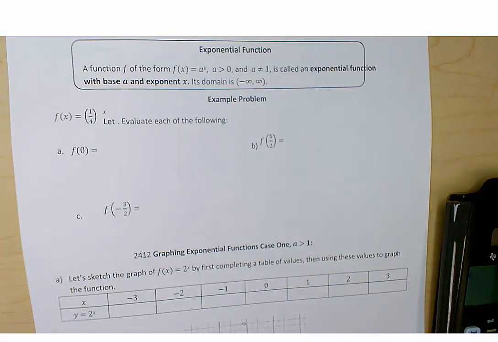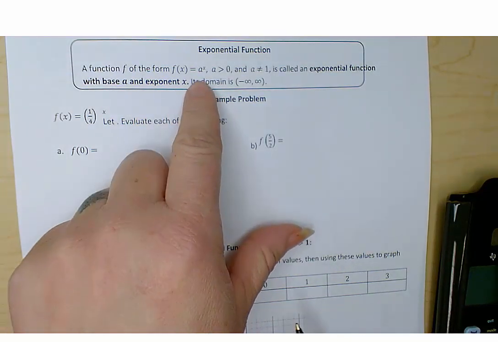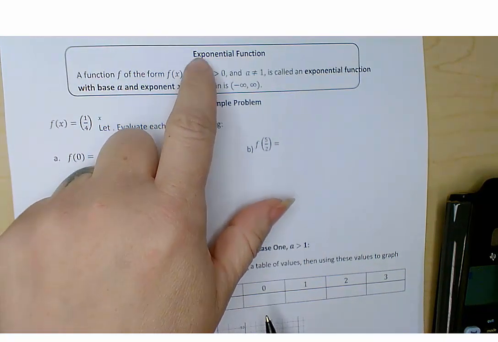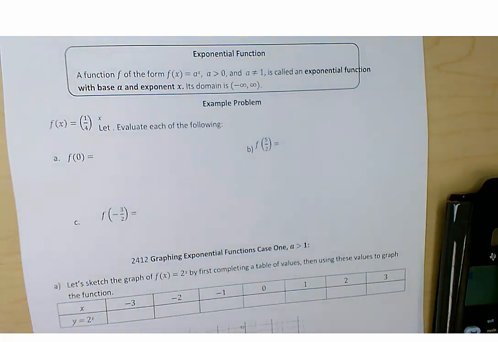So let's go ahead and jump right into it. An exponential function is a function in the form f of x is equal to a to the x. We don't want a to equal 1. If a equals 1, you're just talking about 1 raised to powers of something, which is typically just going to give you a 1 right back.